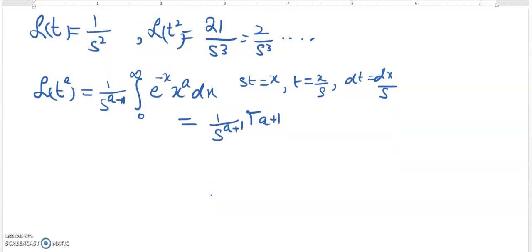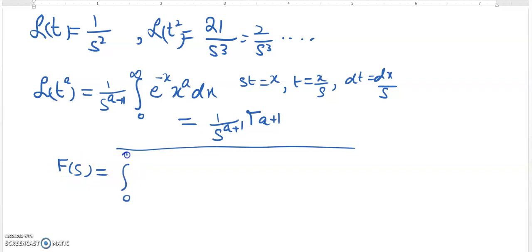Okay, so now let's talk about a theorem which is called the S shifting theorem. So what does it mean by the S shifting theorem? For example, if we know that the transform of a function f of t is equal to the integral from 0 to infinity of e power minus st, f of t dt, then what is the transform of a function f of s minus a?